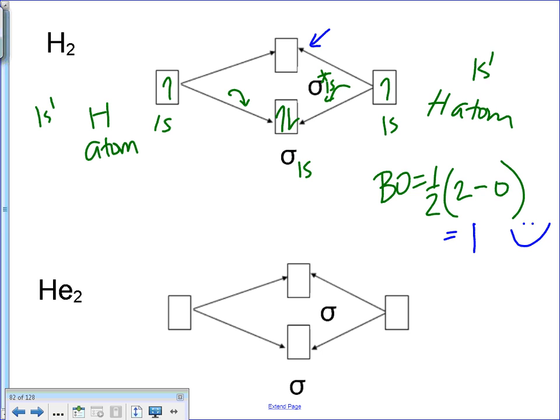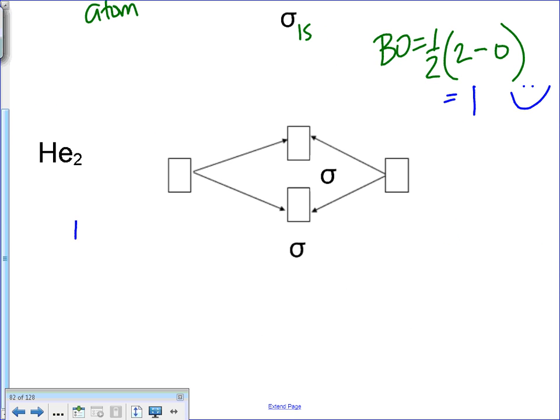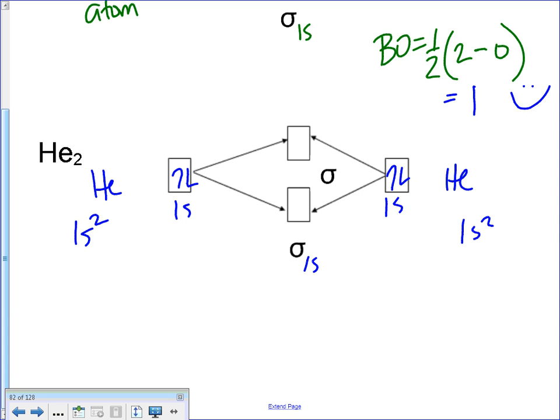Diatomic helium. We're adding 1 more electron to each atom, 1s2 and 1s2. This is the 1s orbital from a helium atom, and this is another helium atom over here on the left with its 1s orbital containing 2 electrons. We're going to have to fill from the bottom up. This is the sigma 1s orbital. This is the sigma star 1s orbital. And we're going to put these electrons in from bottom to top.